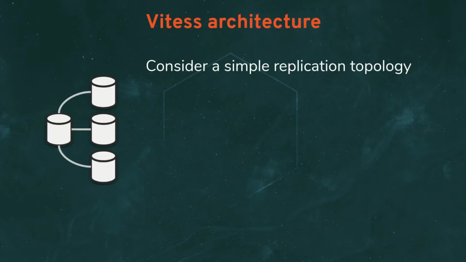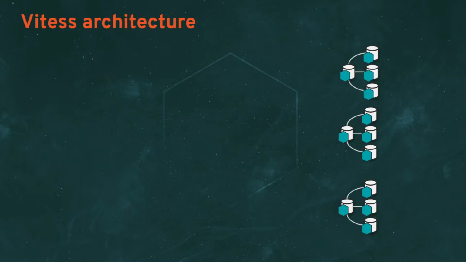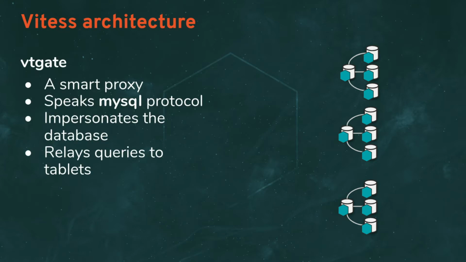And this session is about online DDL, but it's imperative that we understand a little bit about Vitess architecture. So if you consider a simple replication topology, the first thing we put is VTTablet. This is the first component we introduce, which is a daemon, or if you come from the world of Kubernetes, a sidecar to MySQL, which usually sits on the same host as the MySQL daemon and can control the daemon, like starting and stopping it, or can interact with the MySQL server itself. And in production, you will have multiple clusters, so one tablet for every server.